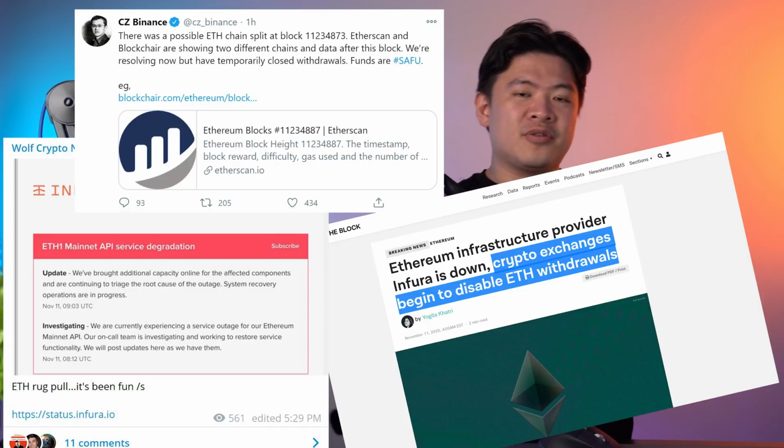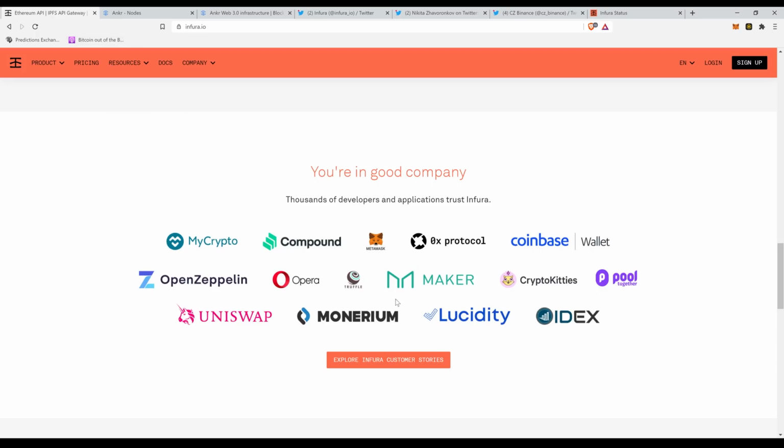So today, roughly an hour ago, Infura, one of the backbones that provides data to Ethereum, went down. A lot of Ethereum services experienced a major outage. Whilst a lot of you probably don't know Infura, a lot of developers use them, including MyCrypto, Compound, 0x Protocol, Coinbase, OpenZeppelin, MetaMask, and Binance, apparently. So during that outage, people couldn't withdraw from exchanges, and people thought it was an Ethereum rug pull or whatnot.